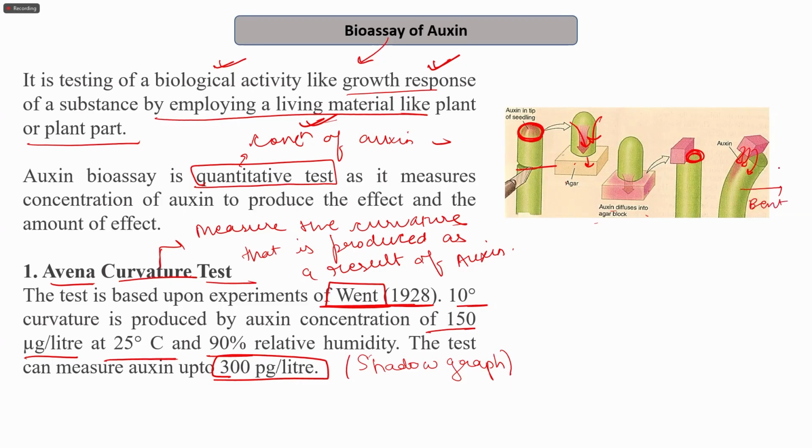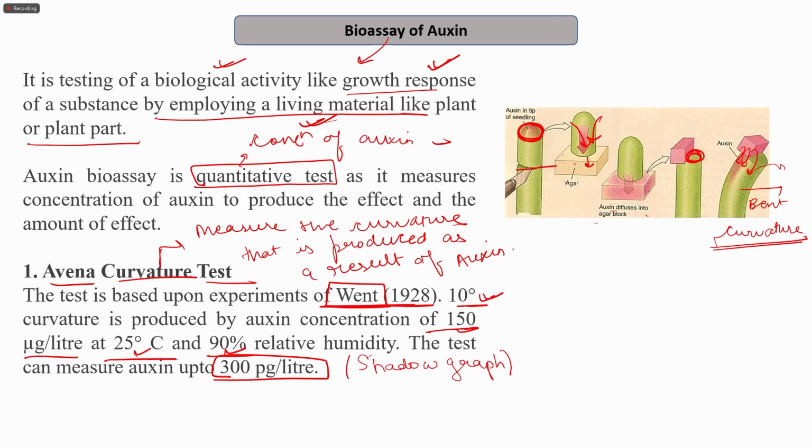So you can notice this curvature, how much change in the curve is happening. Based on the angle of curvature, like a 10-degree curvature as I mentioned, is produced by an auxin concentration of 150 microgram per liter, and conditions should also be checked, whether it is at 25 degrees and 90% relative humidity or at some other conditions. Depending on that, we make a standard graph and we can determine the auxin concentration.